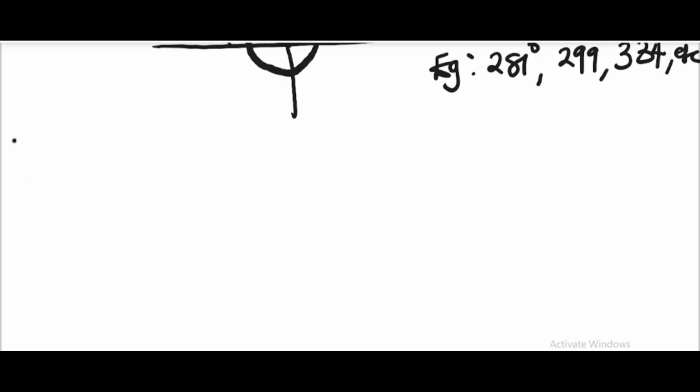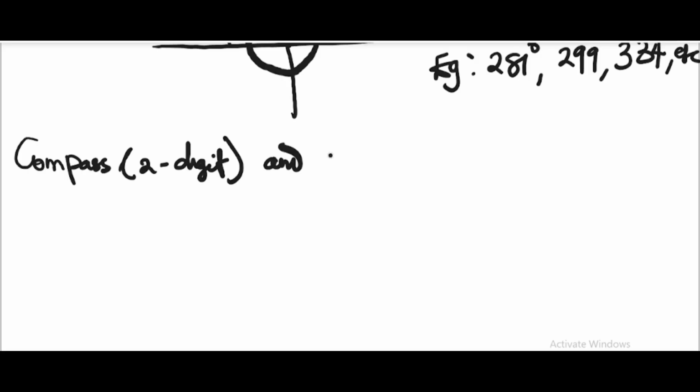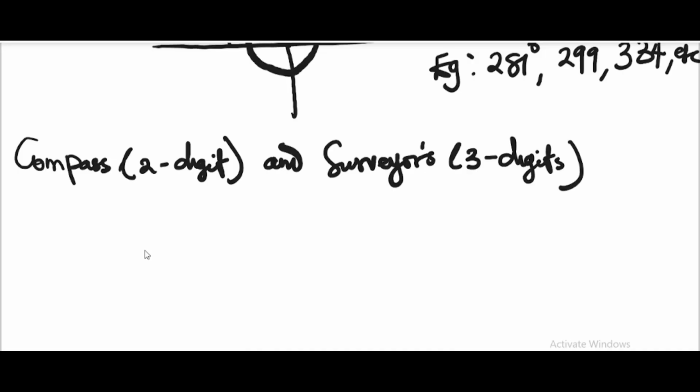Now let's differentiate between the 2-digit and the 3-digit bearing before we talk about finding bearing. Let's use a standard name: differentiating between the compass bearing, in brackets the 2-digit bearing, and the surveyor's bearing, in brackets the 3-digit bearing. There are other names. Now I'm going to give an example, let me use 45.